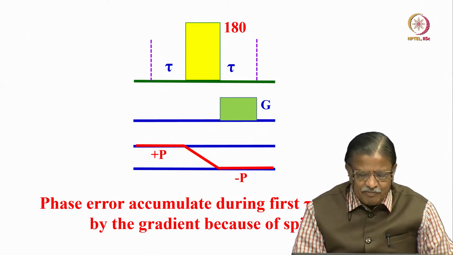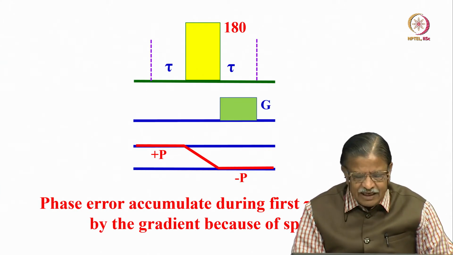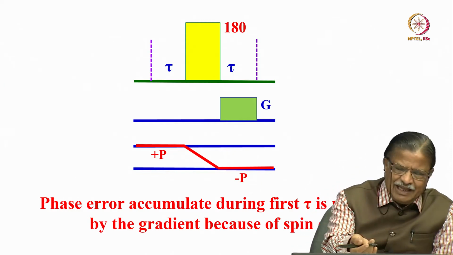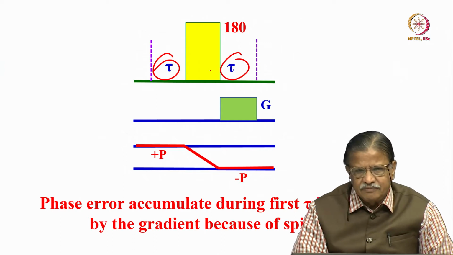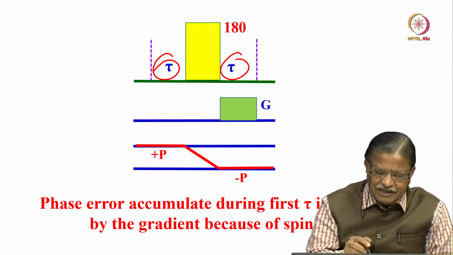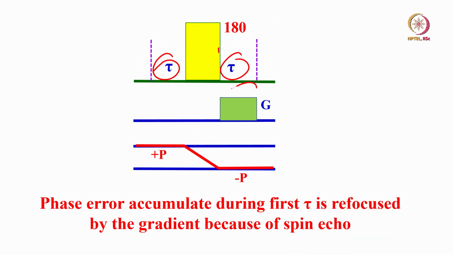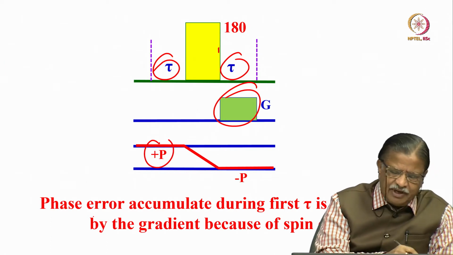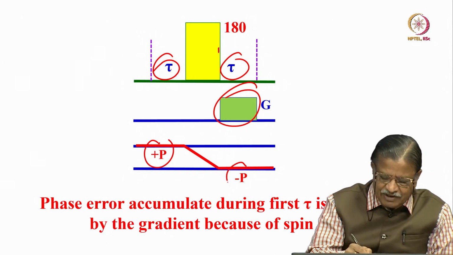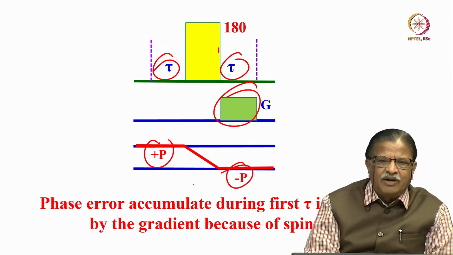You look at the simple pulse sequence. It is a 180 pulse. It is like an echo. There is a tau before and tau after, and then there is a gradient applied only after the 180 here. And before the gradient, coherent order is plus p. We know the 180 pulse will reverse it and become coherent order minus p.